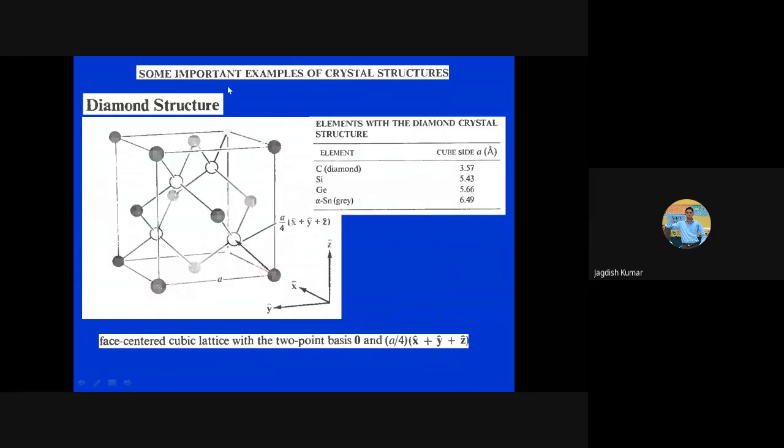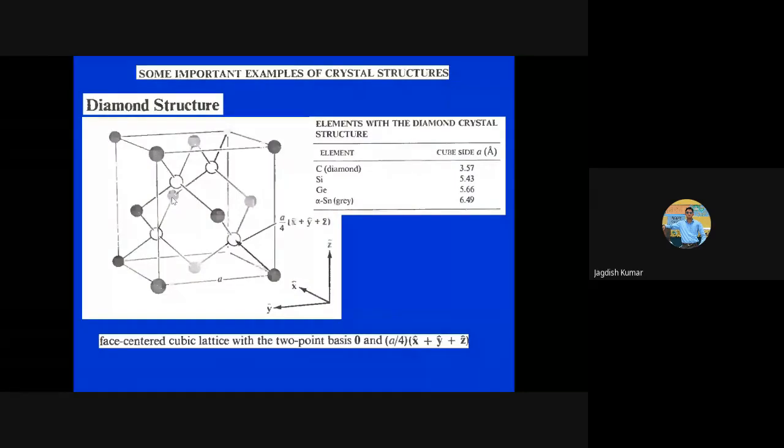So you can see that there are atoms on corners of the cube, all 8 corners of the cube. There are atoms on the centers of the faces of the cube. You can see this face has one atom, this face has another atom, this face has another atom, this is the atom sitting on the front face, this is the atom sitting on the back face. So you have altogether 6 atoms on 6 faces.